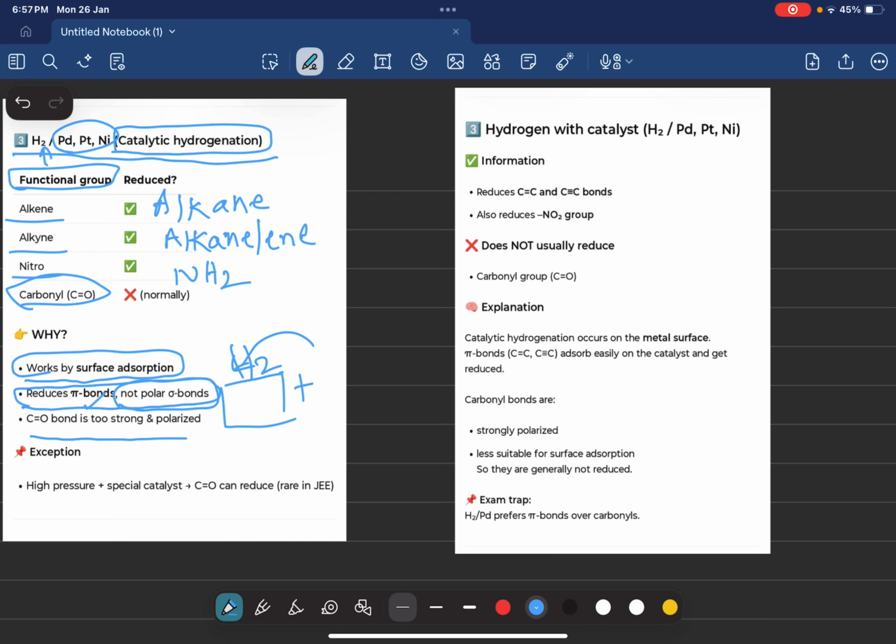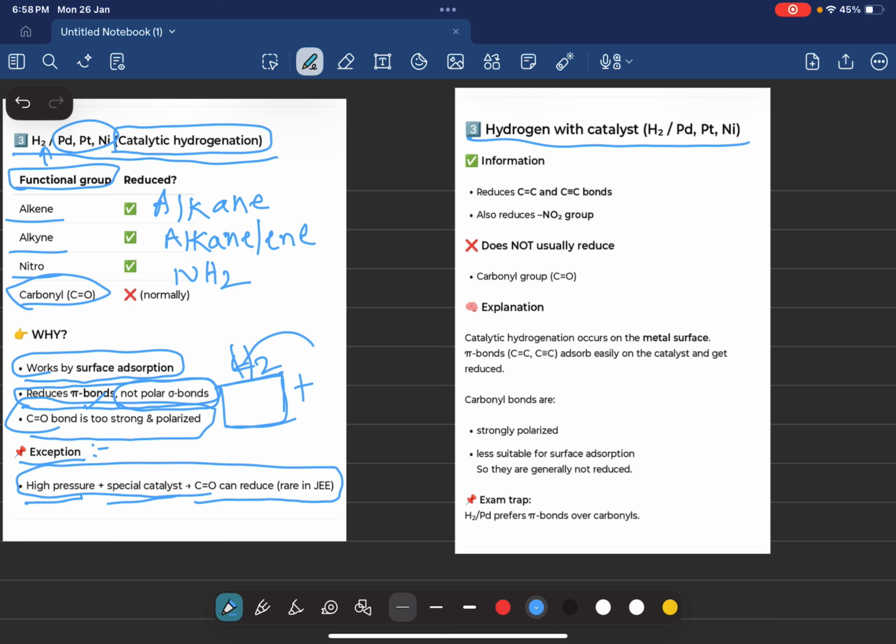And C double bond O is too strong and polarized. So that will not reduce easily, because if you use a carbonyl compound with the metal, it makes strong bonds. Once strong bonds are formed, it won't absorb hydrogen. That's why. So what is the main thing in this, students? With high pressure and a specific catalyst, CO can reduce. This is rare in the JEE exam. Normally it won't reduce, but when they give high pressure and a specific catalyst, CO also can reduce.